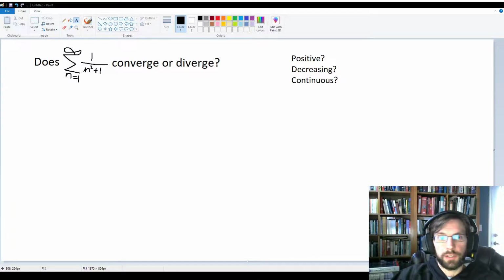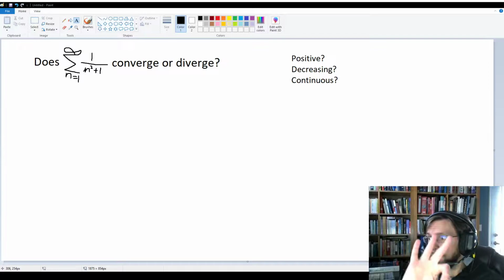Okay, so we're going to determine whether or not the series 1 over n squared plus 1 converges or diverges, and we're going to do this using the integral test. So to use the integral test, we need to check three things. It needs to be positive, it needs to be decreasing, and it needs to be continuous.